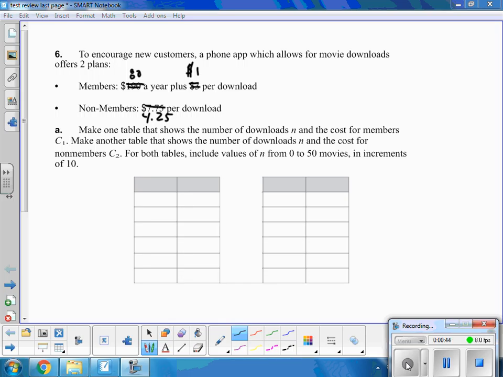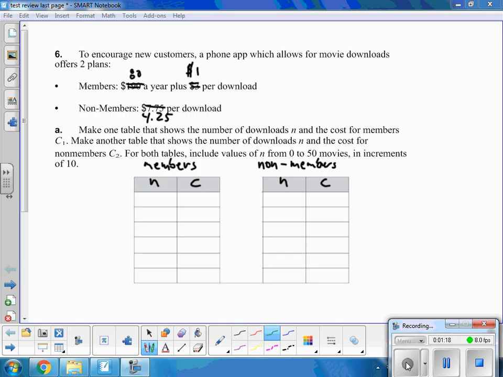We need to make one table that shows the number of downloads n and the cost for members. If I know my number of downloads, then that lets me know my cost. So my number of downloads will determine my cost here. I better do one for members and one for non-members.